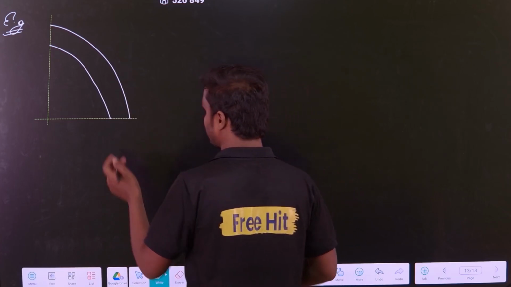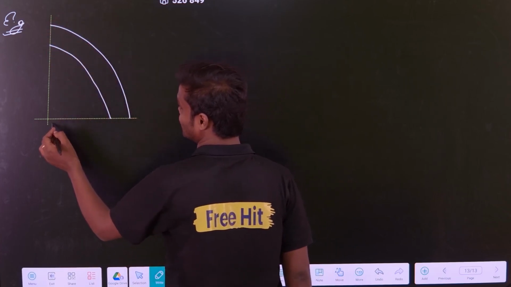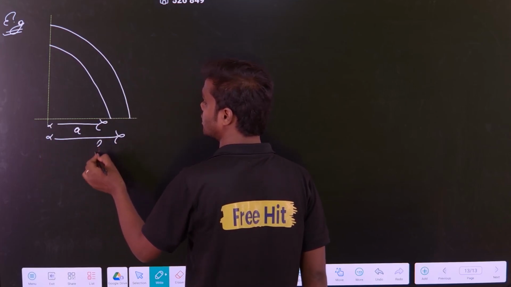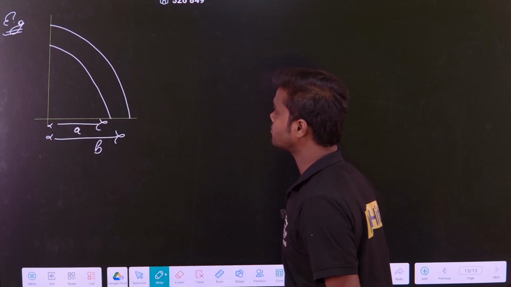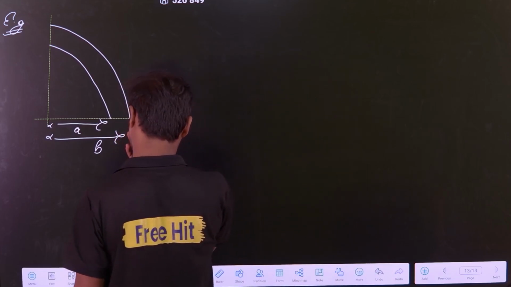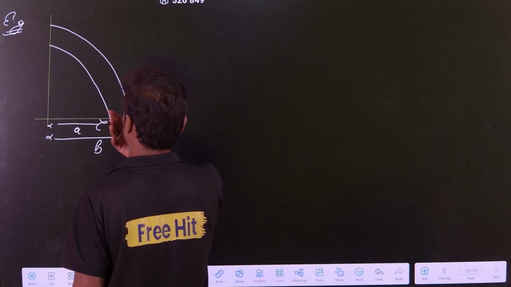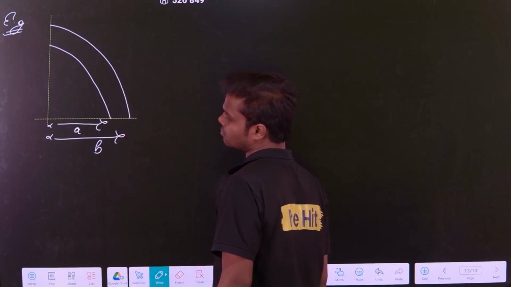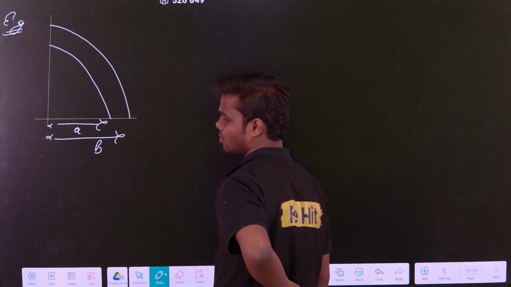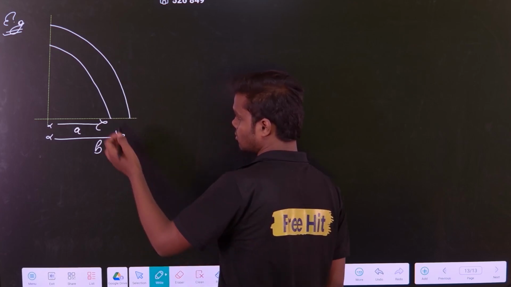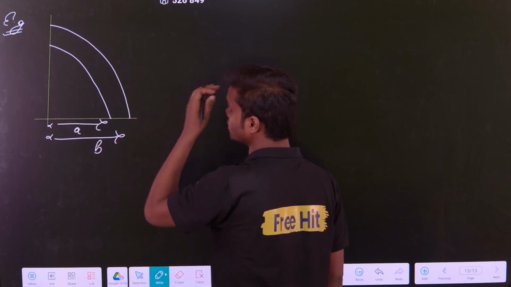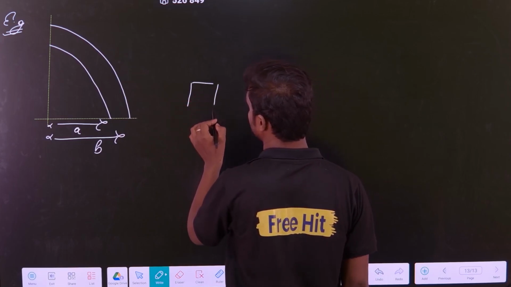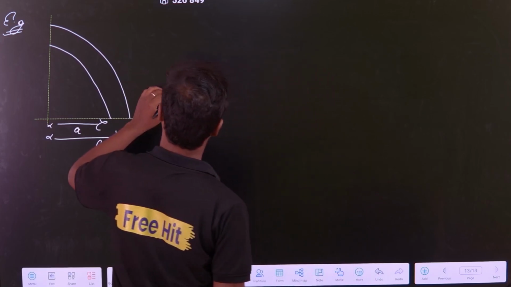This thickness and this thickness are equal. I'm not able to draw it properly. Suppose this is A and the outer radius is B. Let me draw this in 3D, then you will understand it better. Basically, what I'm trying to say, suppose this is one square. Basically, it is something like this.